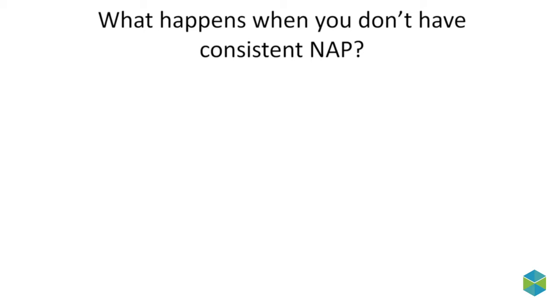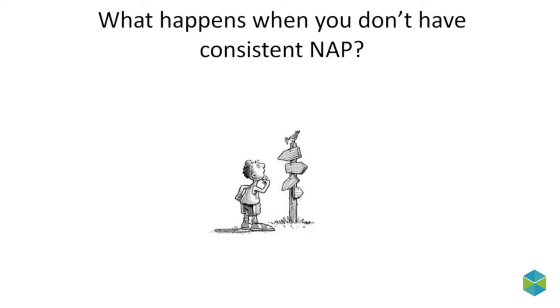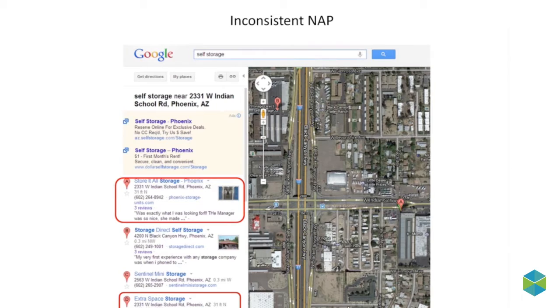So what happens when you don't have consistent map? You get a lot of confusion. Your confusion isn't just isolated to Google. Your confusion bleeds over into your renters. Here's an example. storEDGE in Phoenix is listed here as the A bubble on this Google Maps listing for self-storage in Phoenix. But it has the same address as Extra Space Storage for the D bubble.